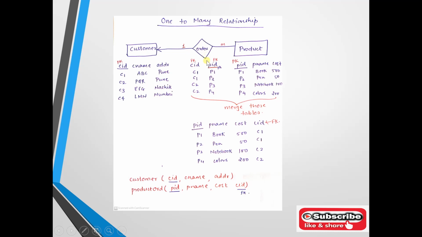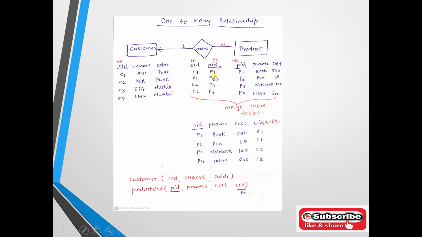And what about primary key? When we consider primary key for orders, we consider primary key of many side. So what is many side? Product is at the many side. And what is the primary key of product? PID. So PID will act as primary key in orders table. CID, PID, in which PID will act as a primary key.